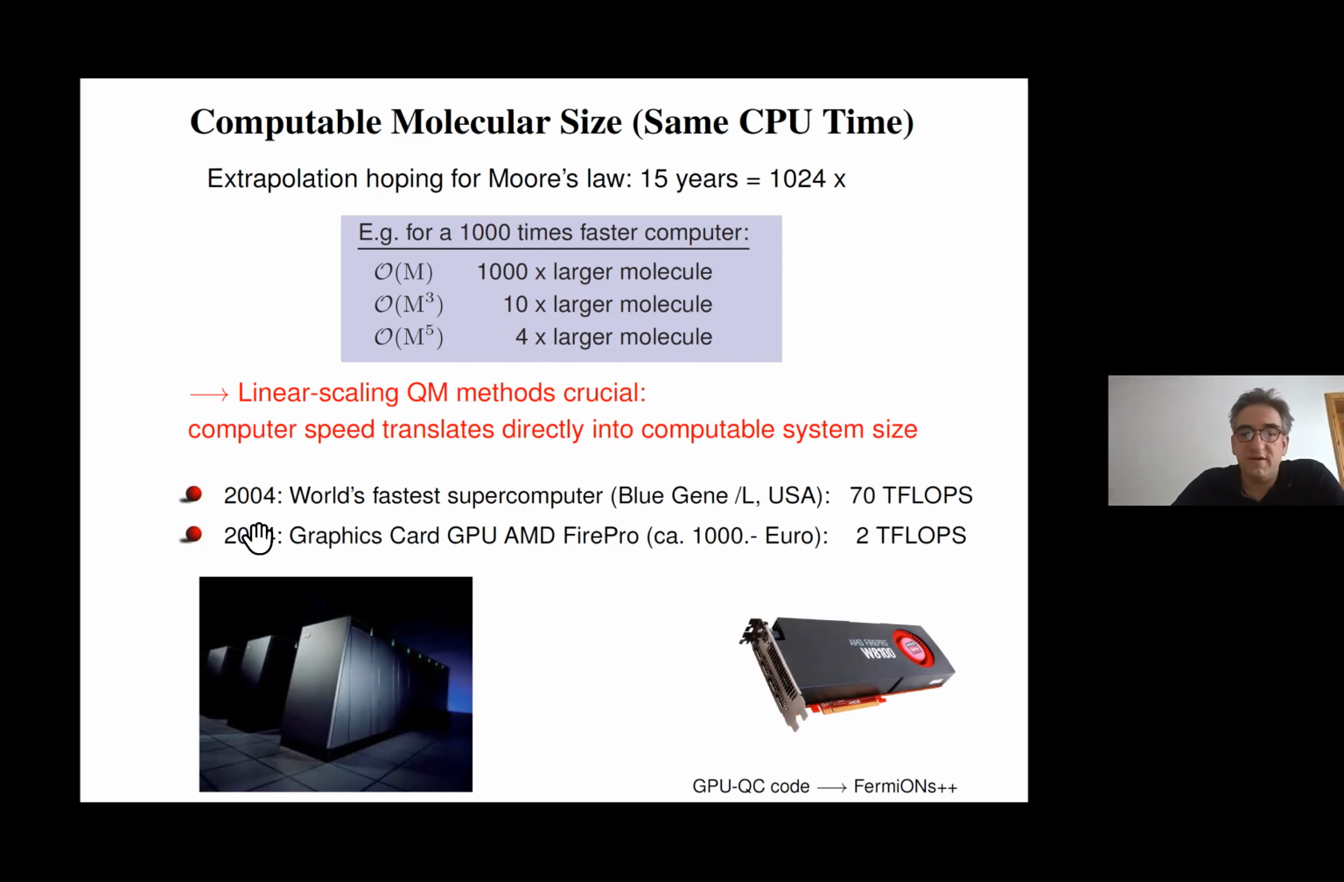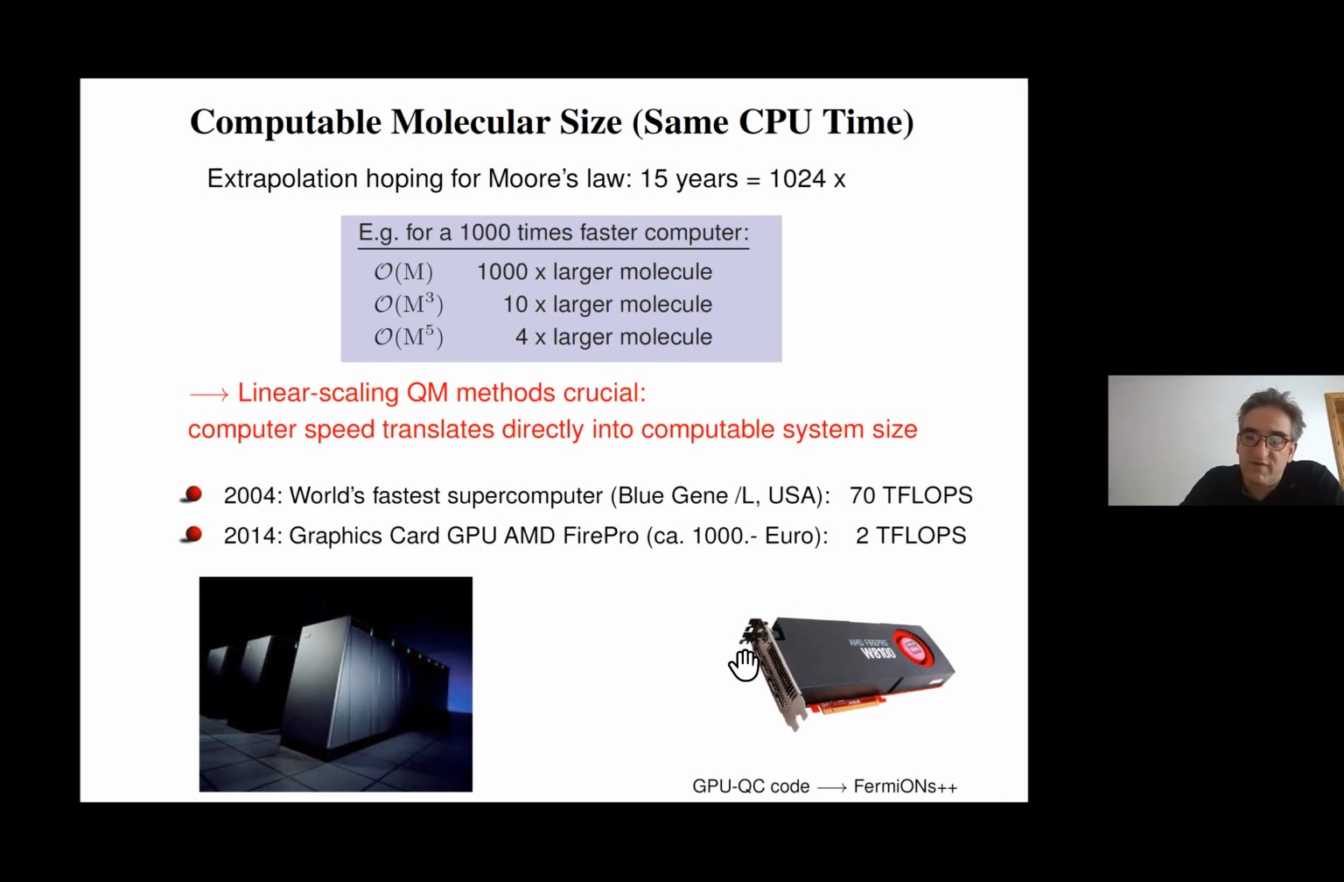Just looking back, in 2004, the world's fastest supercomputer, the Blue Gene/L, had about 70 teraflops, costing many millions of euros or dollars. And just 10 years later, we have a graphic card, for example, here of AMD with 2 teraflops for 1,000 euros. Well, we all know that computer speed increased dramatically, but it's still amazing that for 3,500 euros, you can beat the largest supercomputer of 10 years before.